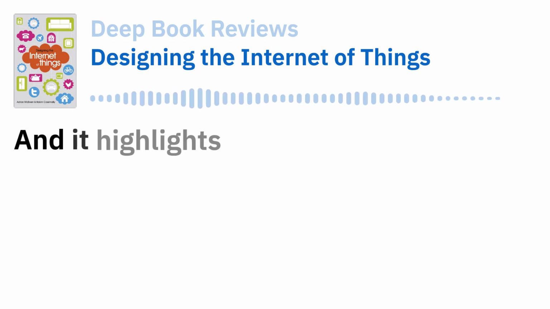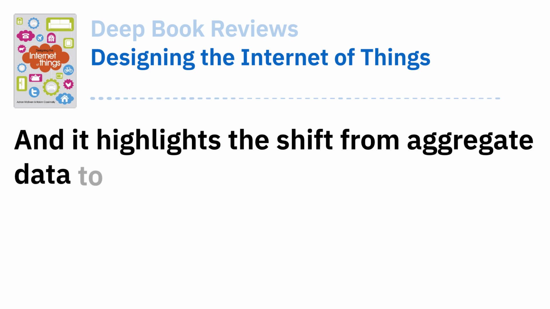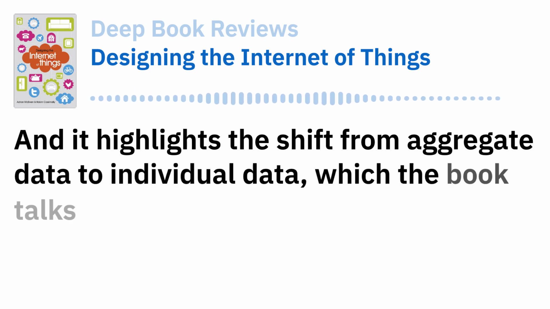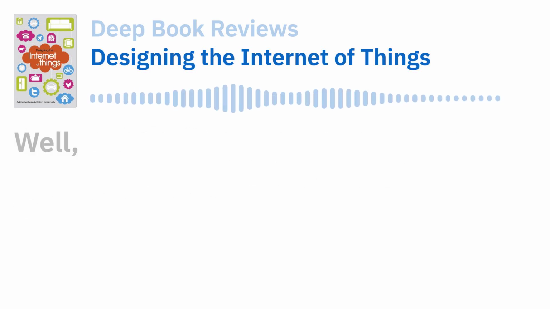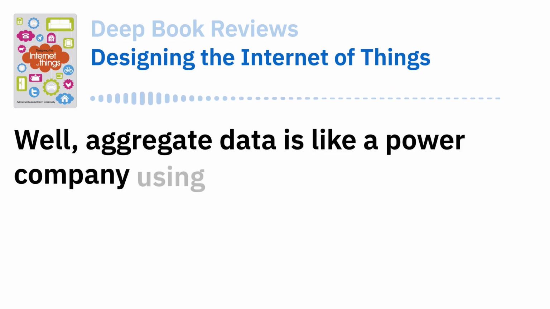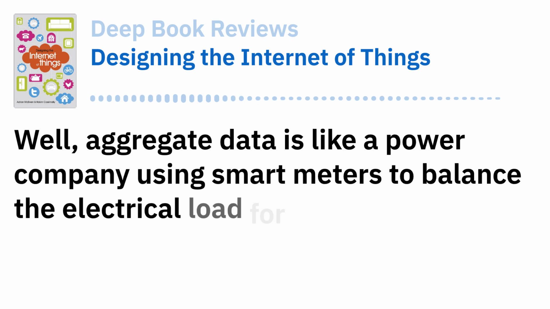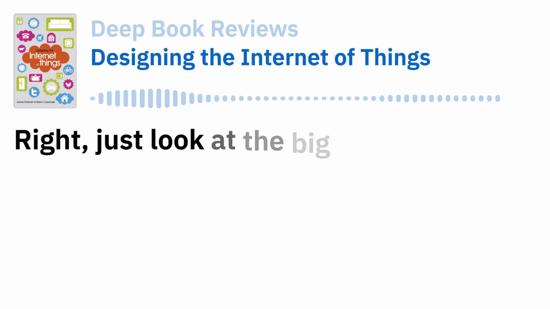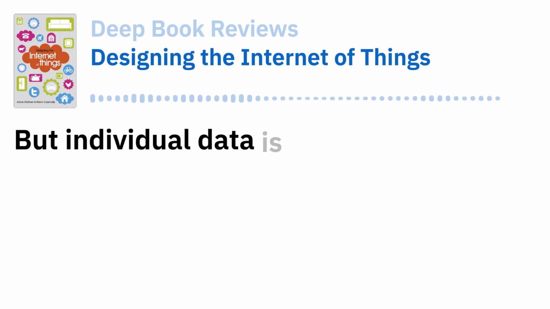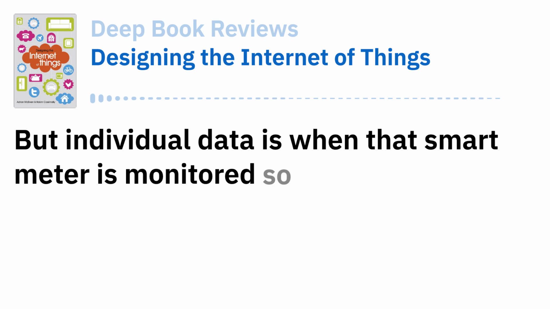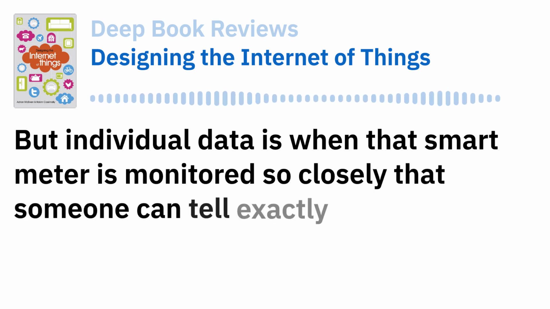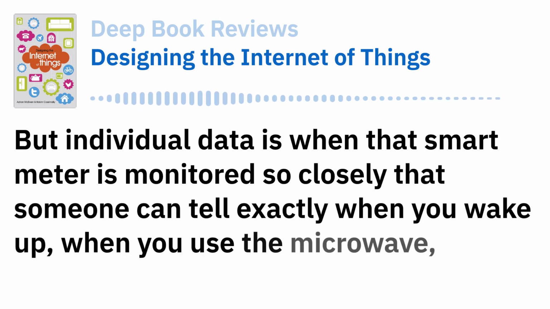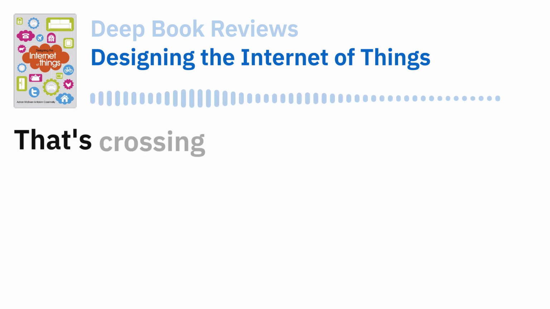Exactly. And it highlights the shift from aggregate data to individual data, which the book talks about a lot. What's the difference there? Well, aggregate data is like a power company using smart meters to balance the electrical load for an entire neighborhood. It's helpful and mostly anonymous. Right, just look at the big picture. But individual data is when that smart meter is monitored so closely that someone can tell exactly when you wake up, when you use the microwave, or when your house is empty. That's crossing a huge line.